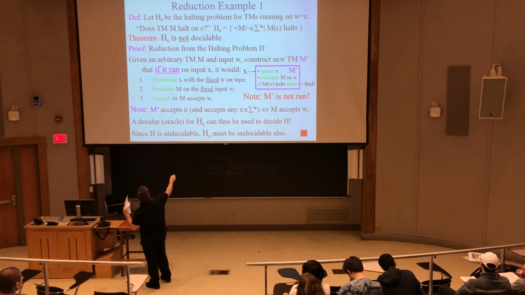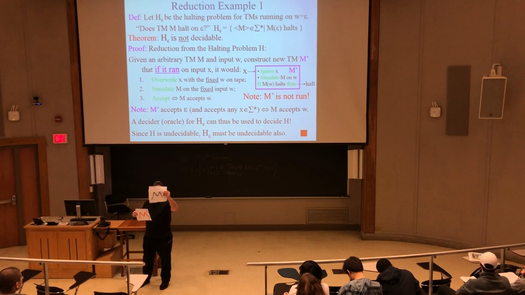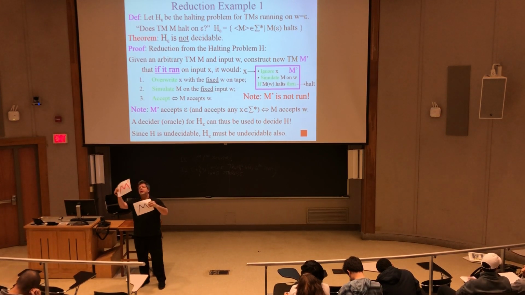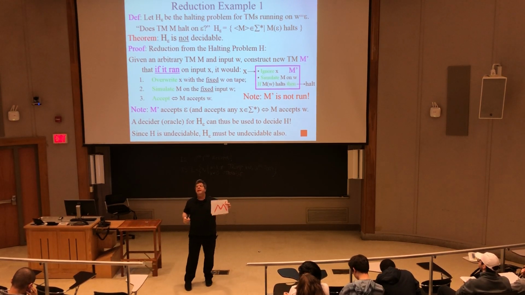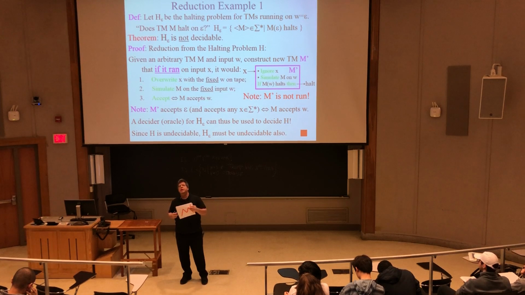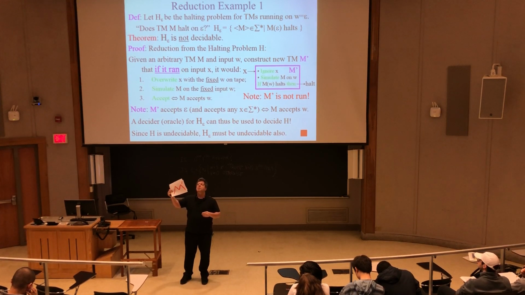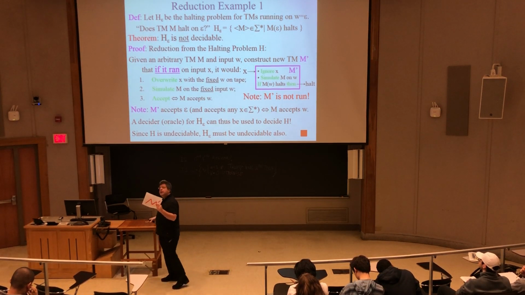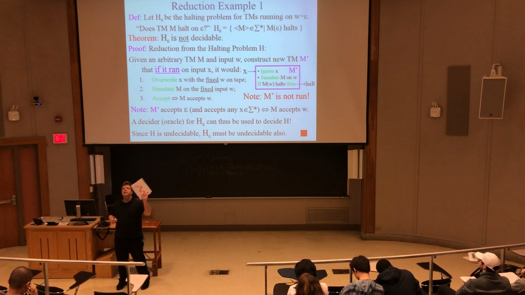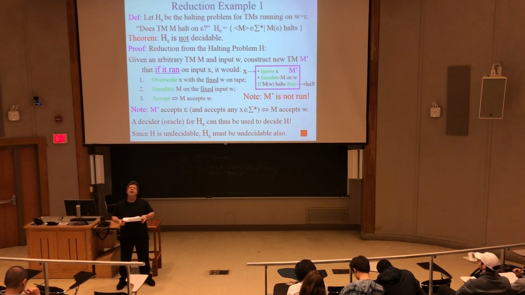You build an M prime that, if you ran it, will simulate M on W internally, and you compile this M prime to do that. If you feed M prime to an oracle that solves the halting problem on the empty string, it'll do on the empty string what it does on every string. M prime will accept epsilon and any other string if and only if M accepts W. And if you have an oracle to tell you whether M prime will halt on the empty string, that tells you whether an arbitrary M will halt on an arbitrary W through this compilation process.